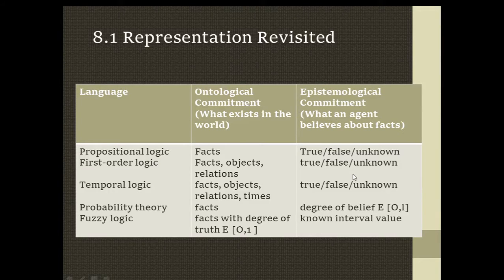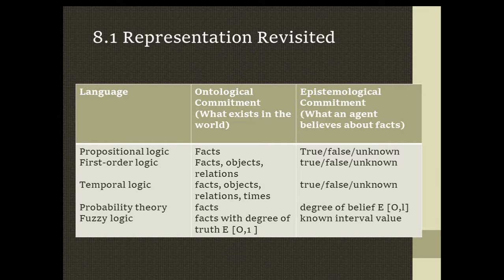A logic can also be characterized by its epistemological commitments, the possible states of knowledge that it allows with respect to each fact. In both propositional and first-order logic, a sentence represents a fact, and the agent either believes the sentence to be true, believes it to be false, or has no opinion. These logics, therefore, have these three possible states of knowledge regarding any sentence.